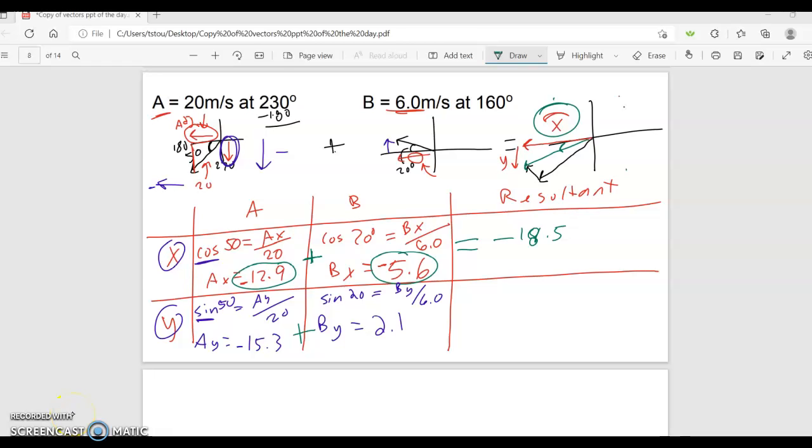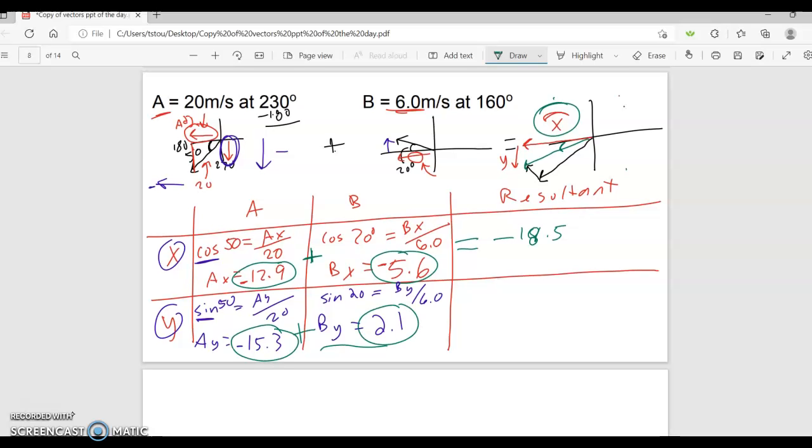All right, I ran out of time, so here we are picking up. I've got my b sub y now, and I'm adding my a sub y and my b sub y, in other words, my vector of a and b in the y direction. 15.3 plus negative 15.3 plus a positive 2.1 gets me negative 13.2. Okay, so now what this tells me is I've got my x, that's this part right here, and my y, that's this part right here, of my resultant vector, which is what I've been trying to find.